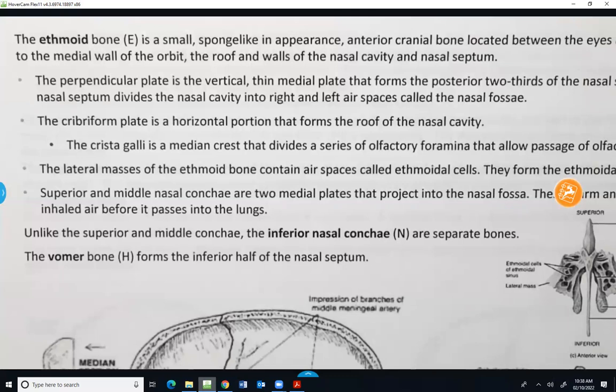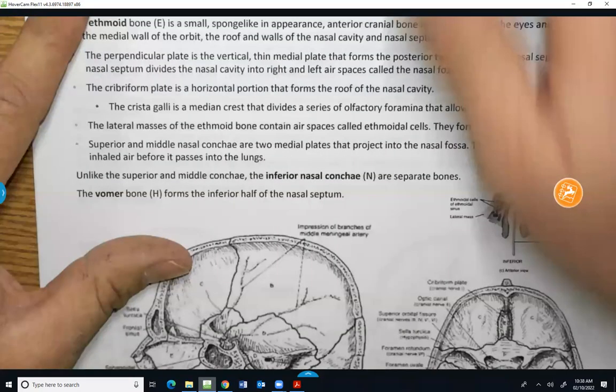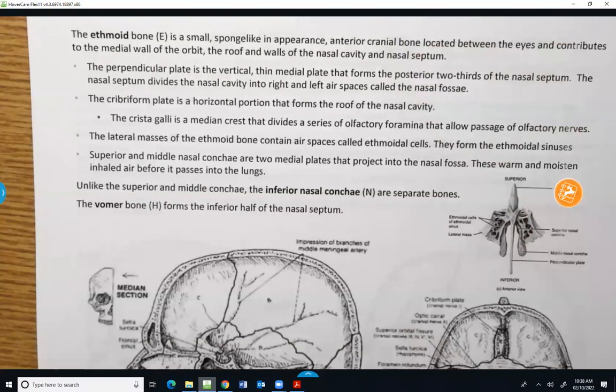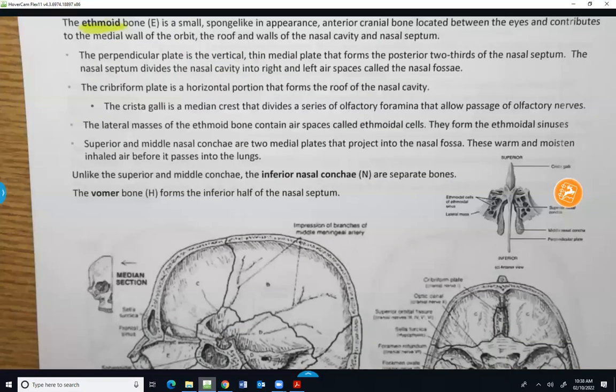Which, as we all have probably become really aware of, thanks to COVID tests where they shove that thing all the way up like they're tickling your brain, you probably now realize just how complicated and deep in your skull your nose actually goes. Okay. So let's talk about our last cranial bone. I'm going to color it yellow. It'll be a nice one that stands out. Okay.